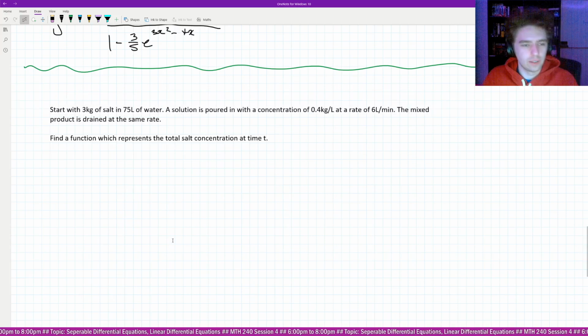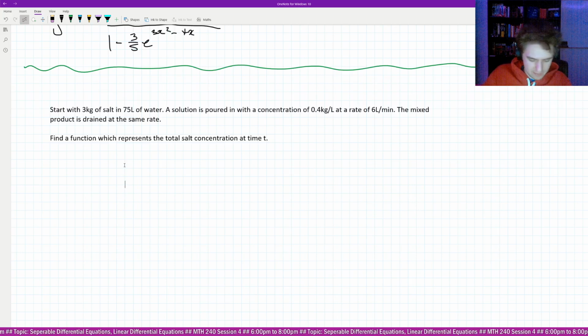Okay, so there's our question. We start with that much salt in a big thing. We have a new solution that's poured in with that concentration at a rate of 6 liters per minute, and the mixed product is drained at the same rate. Find a function which represents the total salt concentration at time t.